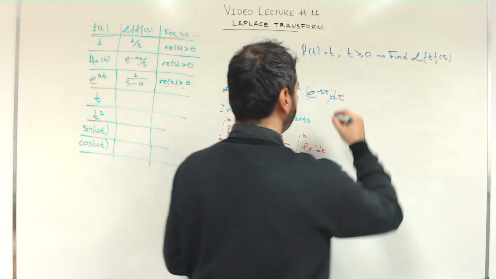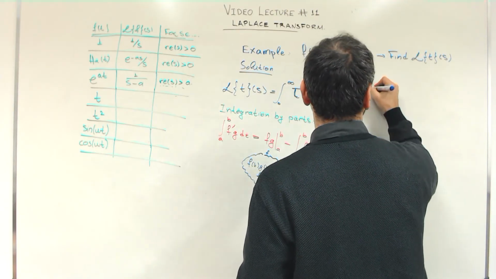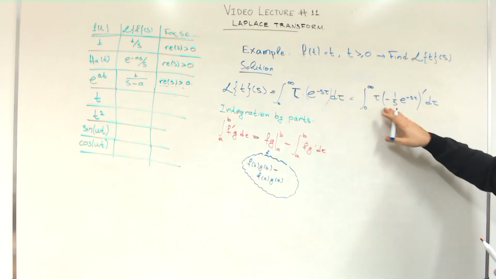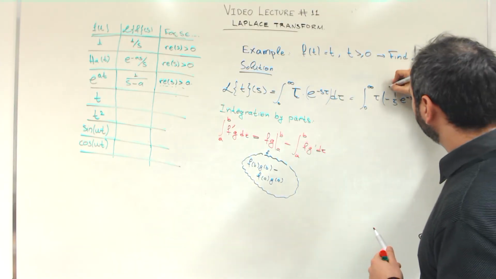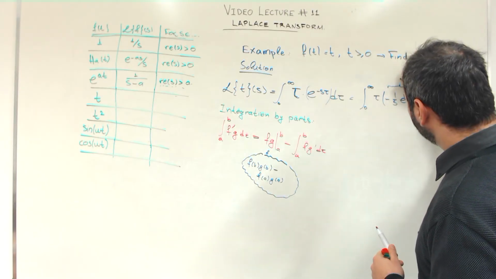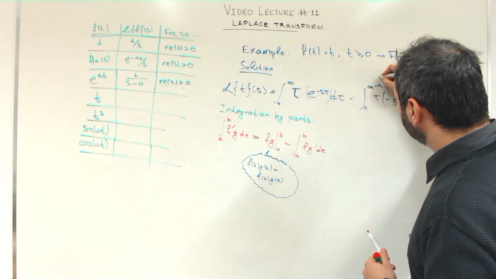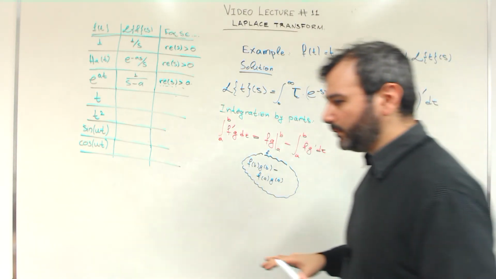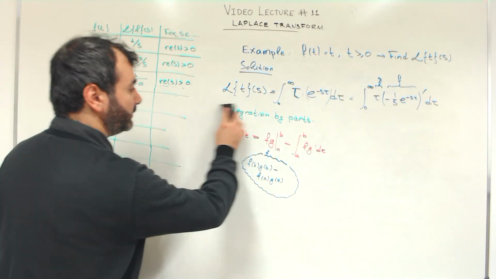So this function, e to the minus s tau, can be written like that as the derivative of another function. And now I can define this to be my function f and this to be my function g, and I can apply integration by parts. I hope you have written it down in your notebook so I can erase it.